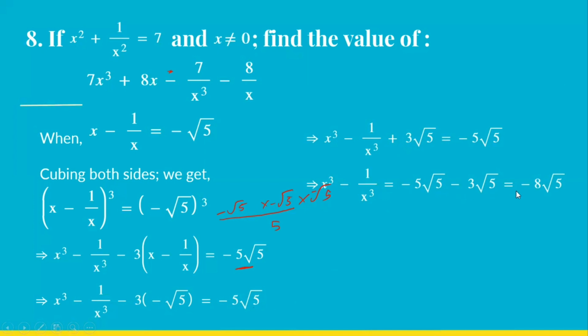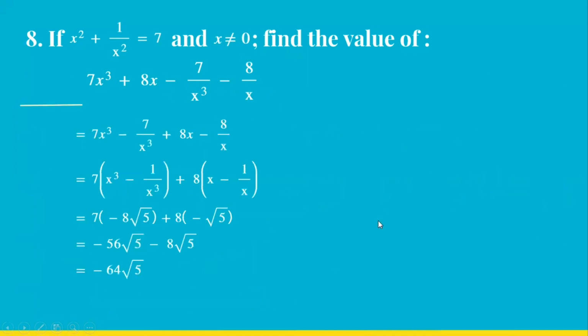Minus 5 minus 3 is minus 8. So it is minus 8 root 5. So we have now got the value of x cube minus 1 upon x cube. We have the target of finding 7x cube plus 8x minus 7 upon x cube minus 8 upon x. For this now, we can take 7 common from the numerator. We get x cube minus 1 upon x cube. From here, we take 8 common. We are left with x minus 1 upon x.